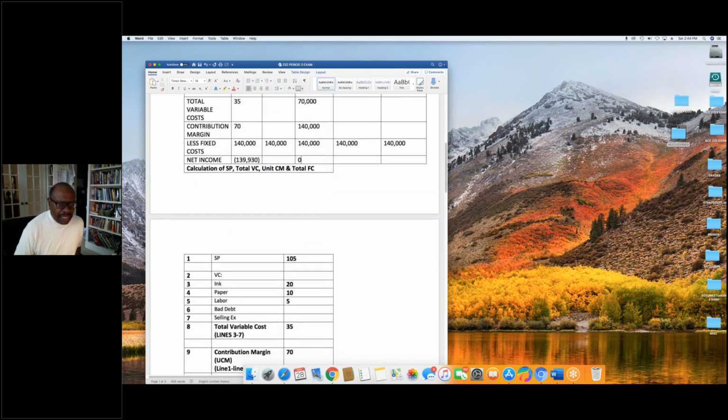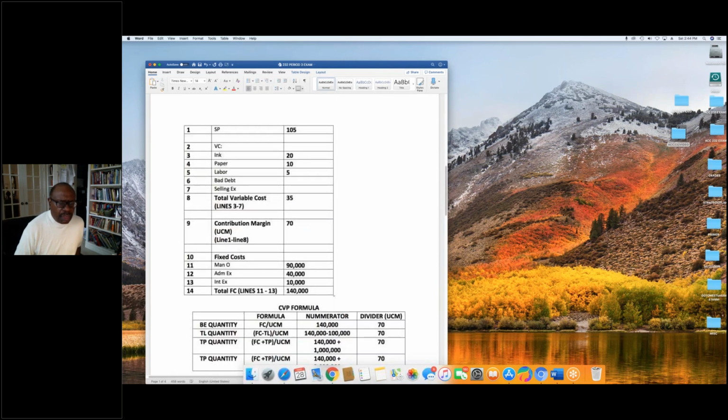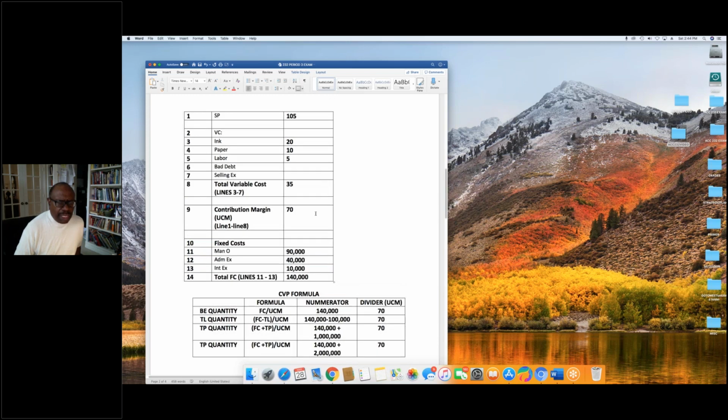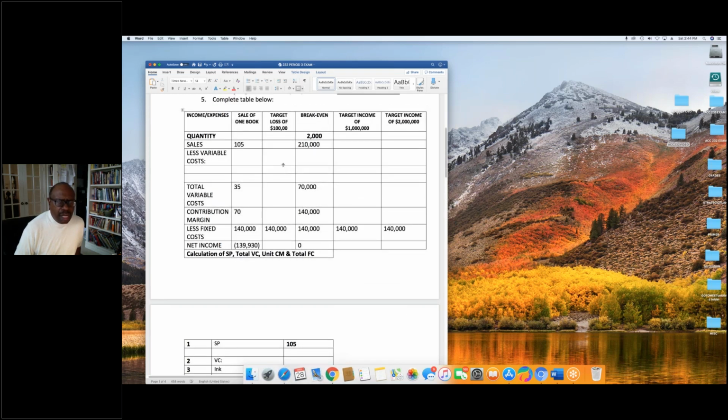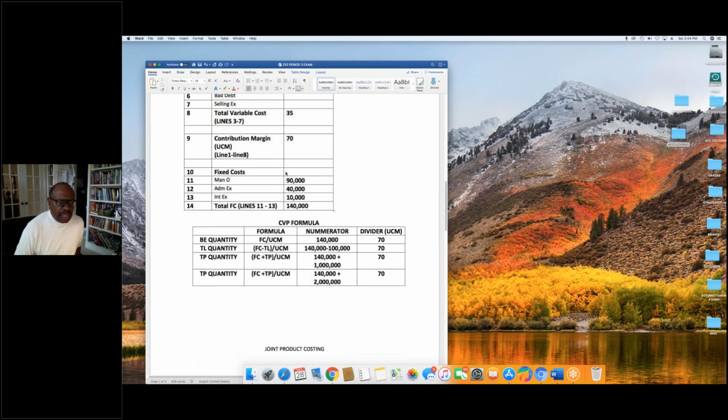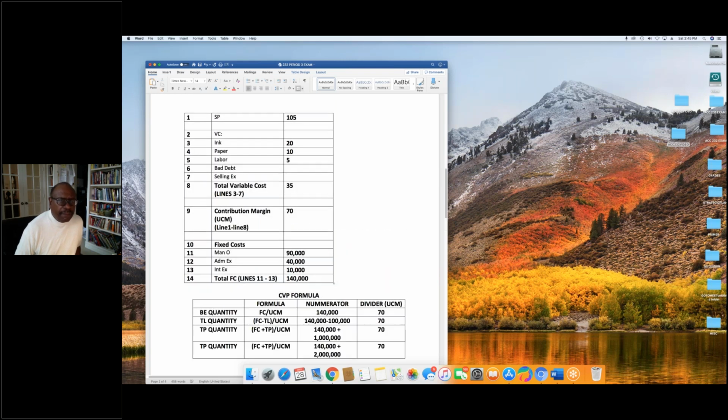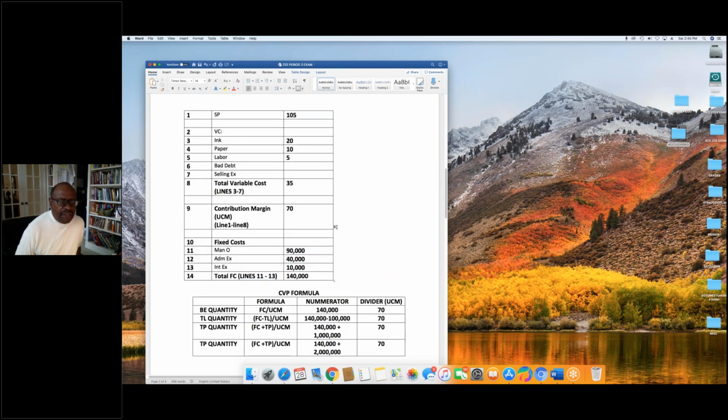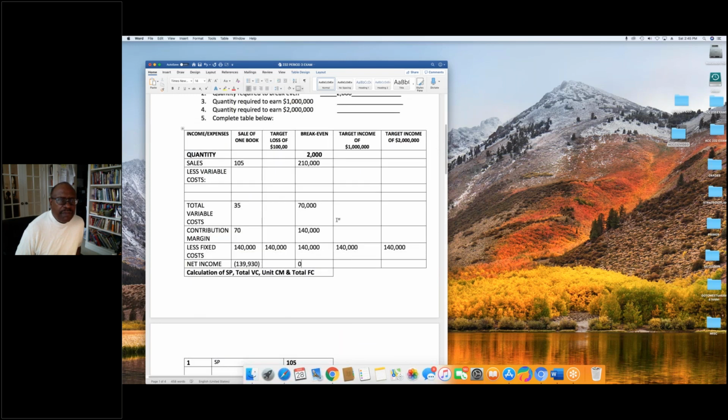Let's look at our second situation, which is a target loss. So we go in here, target loss of 100,000. The target loss formula is fixed cost minus the target loss divided by the UCM. So it's 140,000 minus 100,000 divided by the UCM of 70. We always divide by that UCM. And so our quantity would be 571.4.